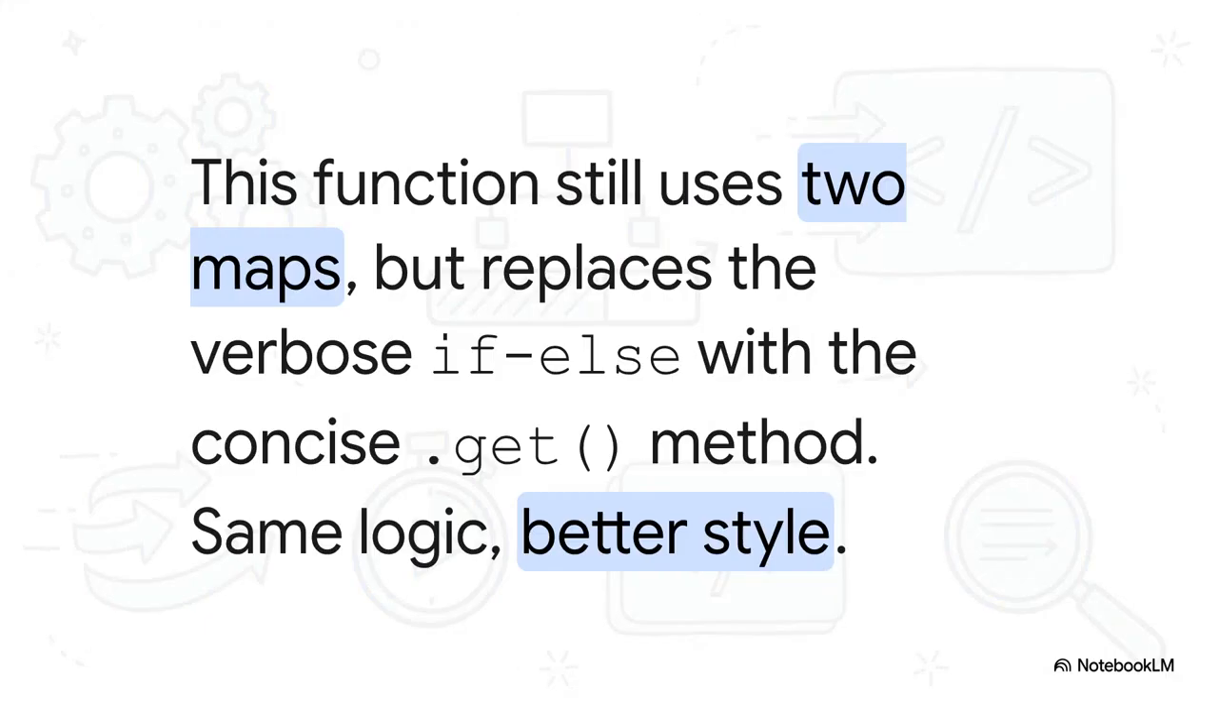And here is the fully refactored function. Now, the overall logic is exactly the same. We still have our two maps, COUNT_s and COUNT_t, but just look at the counting logic inside those loops. That clunky if-else block is totally gone, and it's been replaced by that one clean line using .get. It's the same strategy, just way more stylish.